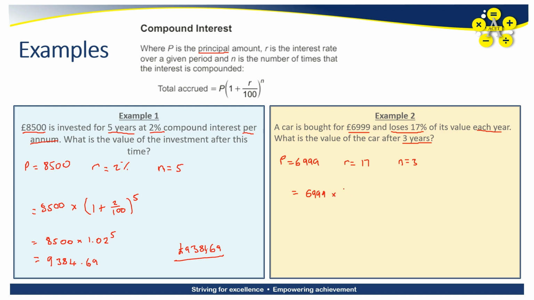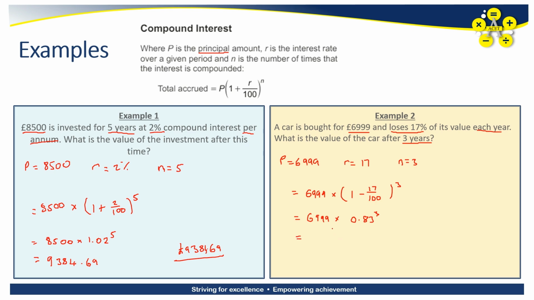So putting this into the formula that we are given, 6,999, we're going to multiply it by everything in that bracket, which, because it's now a loss, we're not going to add this on. We are actually going to take it away. So we're going to go 17 over 100, and we're going to use that to the power of 3. So that's the only difference. Because it's a loss, because we're losing money, we expect it to decrease. So instead of plus R, it's a take away. Now, this bit in the bracket would simplify. You can check it on your calculator, but it would simplify to 0.83, and that's to the power of 3.